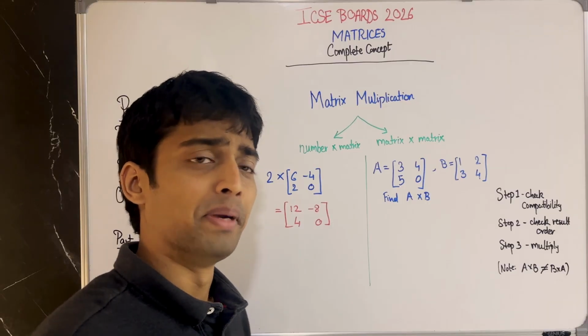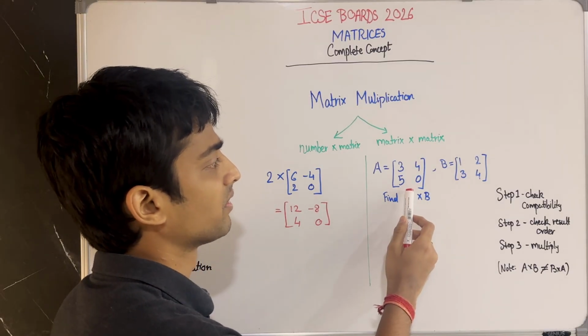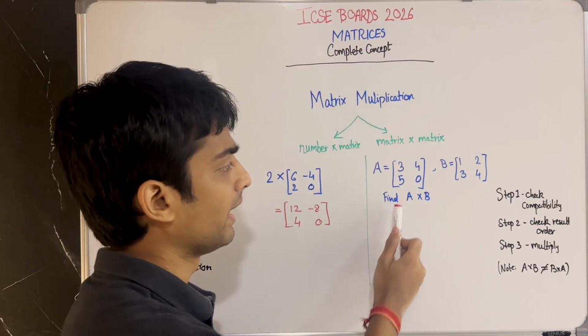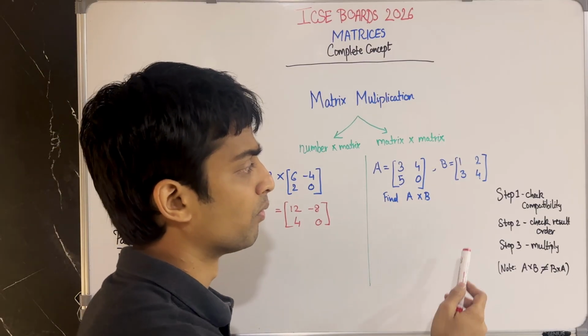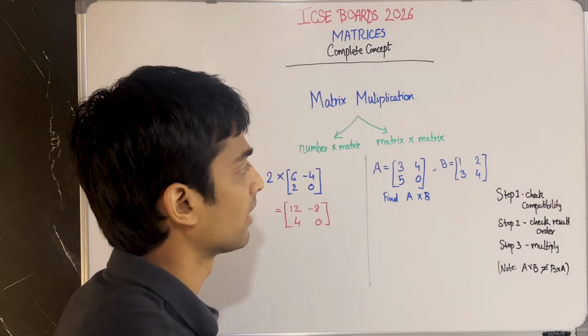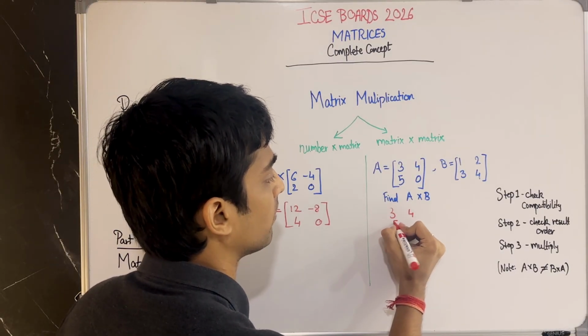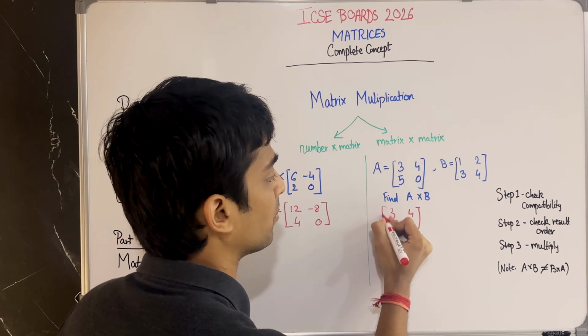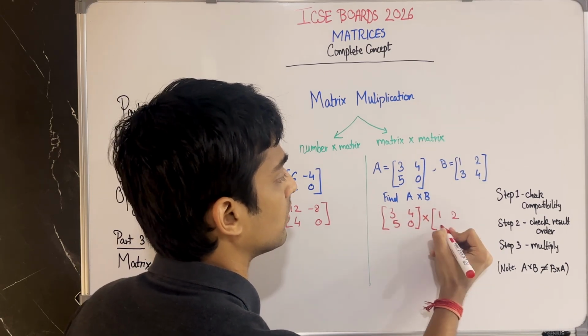Now let's look at matrix multiplied by matrix. We have the question: A matrix is this, B matrix is this. Find A multiplied by B. So I've written down the steps here. First we need to check the compatibility. So I'll write both the matrices here. 3, 4, 5, 0. This we have to multiply with 1, 2, 3, 4.